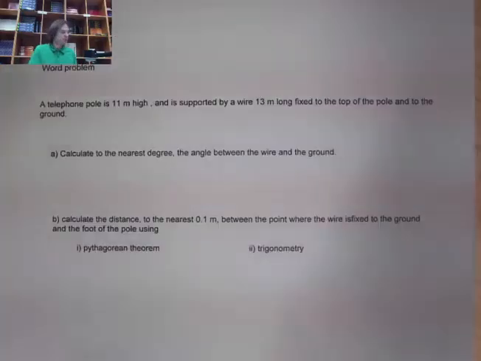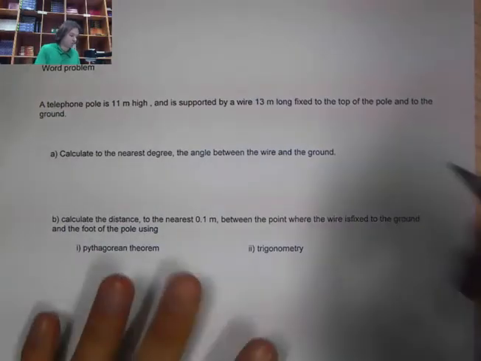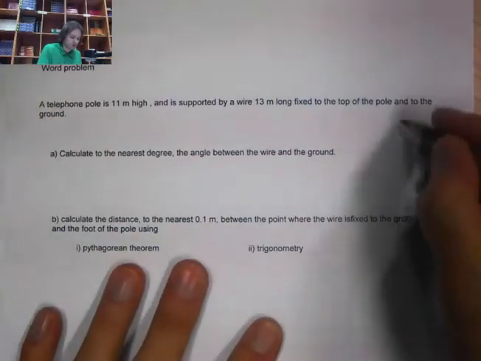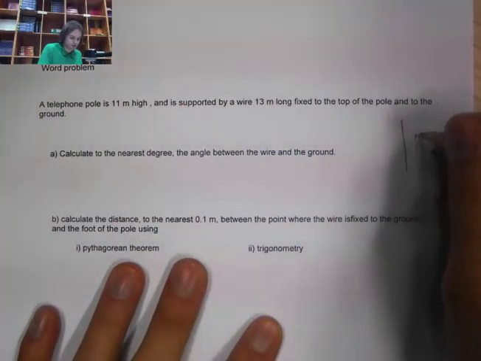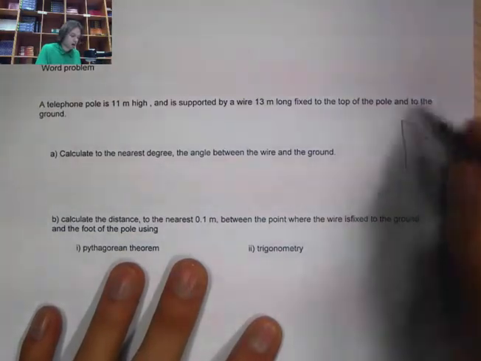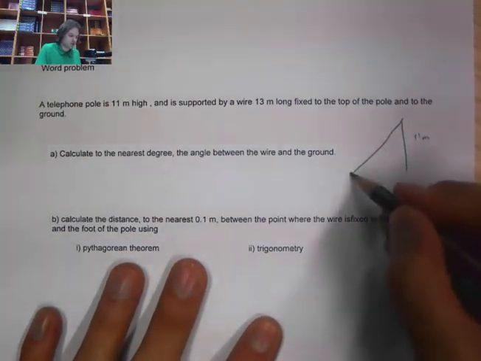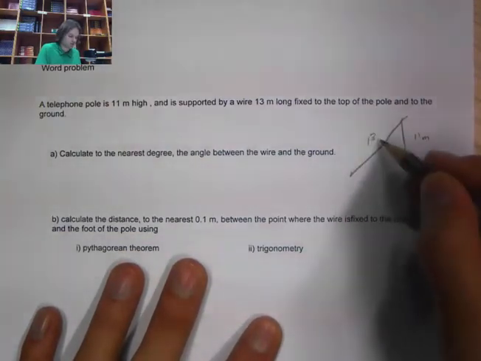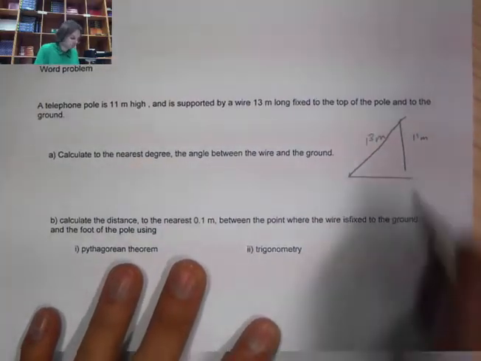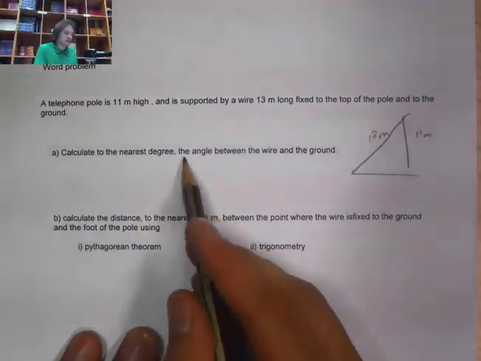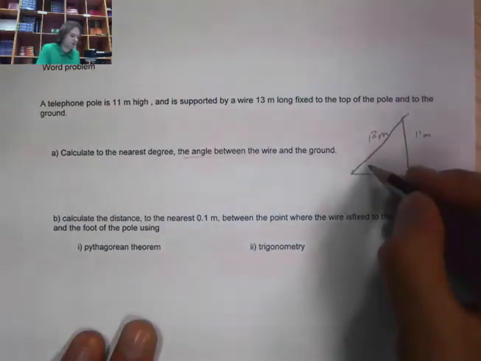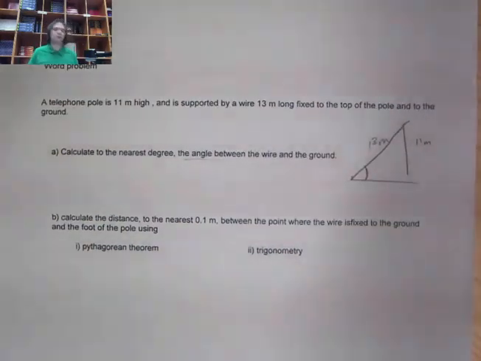There we go. My next example says a telephone pole is 11 meters high and is supported by a wire of 13 meters long, fixed on top of the pole to the ground. I'm going to draw it out first. My telephone pole is 11 meters high, and I have a wire that's 13 meters long fixed to the top of the pole. Now it says, calculate to the nearest degree the angle between the wire and the ground. So I want to figure out this angle here.